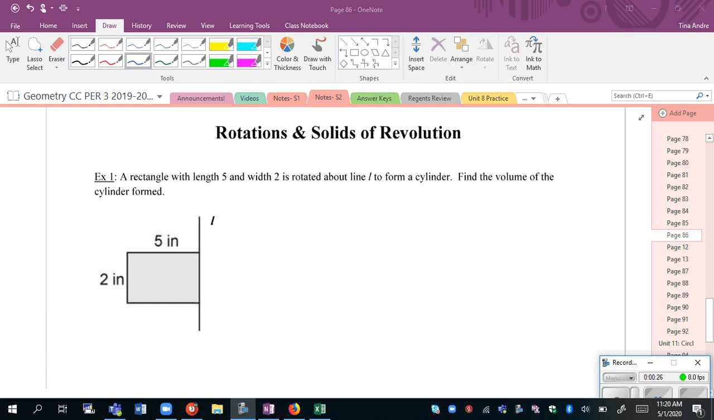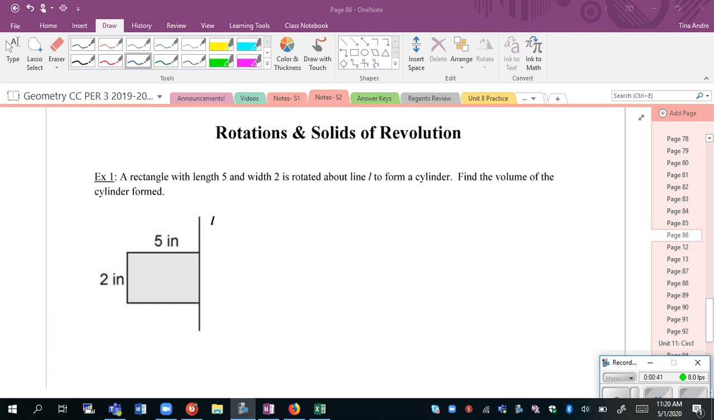If you haven't watched that video, it's under the video tab. It's the first video of this lesson, so make sure that you go back to it. This is video number 2 of rotating two-dimensional shapes to create 3D figures. So make sure you've watched the first video.